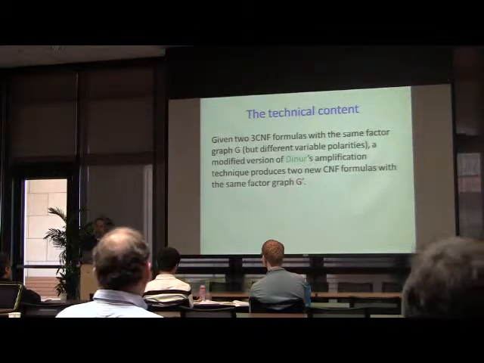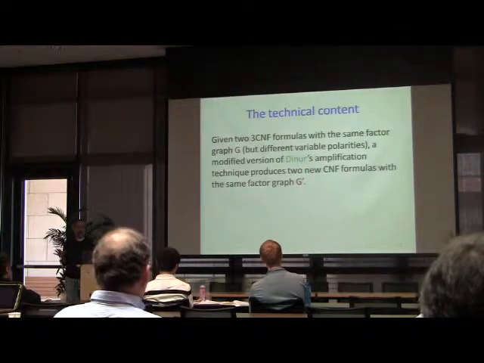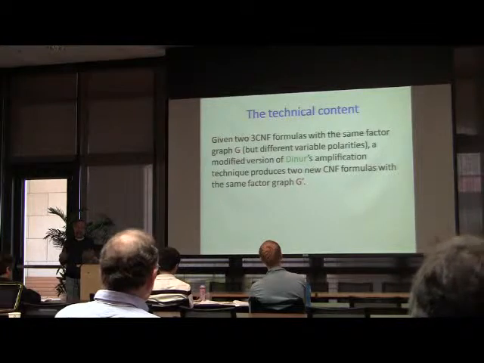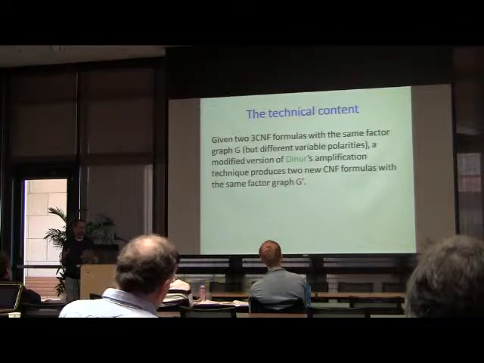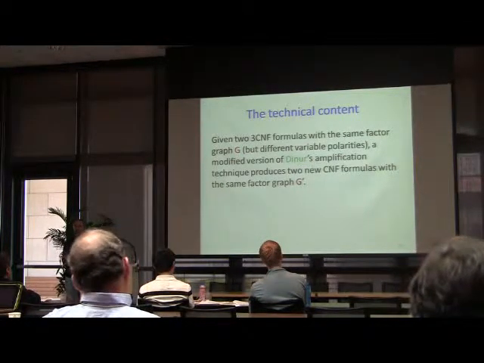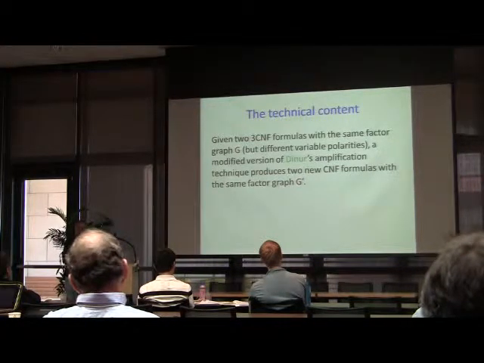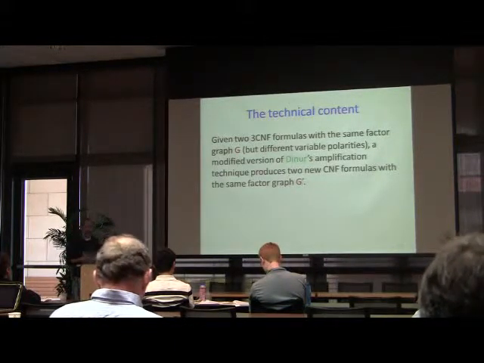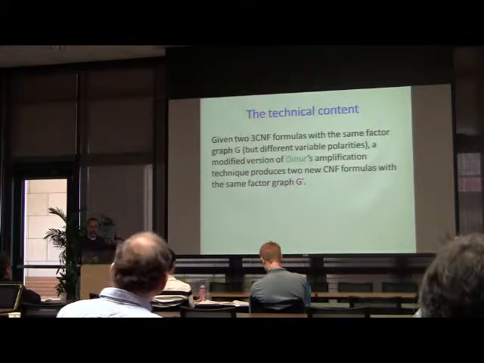So technically, what do we need to show? We need to show the following, that if you're given two CNF formulas which have the same factor graph G, but they have different polarities, if we apply Feige's amplification technique, then we'll get two new CNF formulas that again have the same factor graph as each other. So this is not exactly true for Feige's proof as written, but the proof can be modified to show something like that. So that's the technical content of our proof.